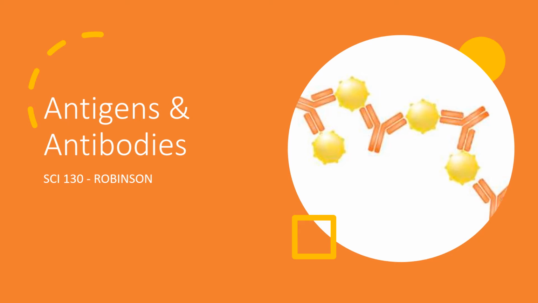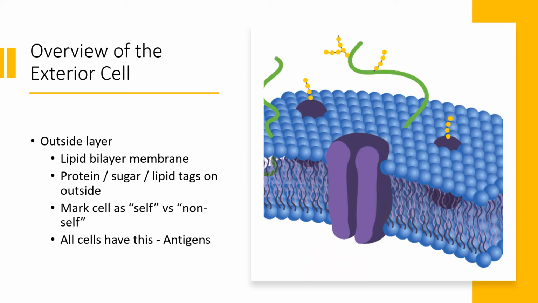Antigens and antibodies. Let's take a look at the exterior of the cell. The outside layer of a cell is composed of a lipid bilayer membrane.